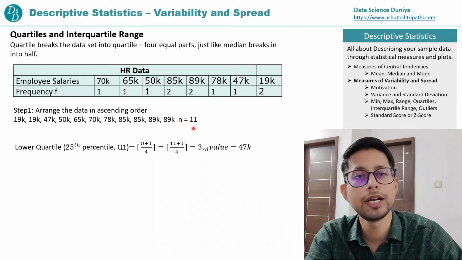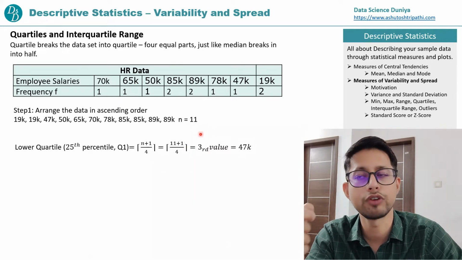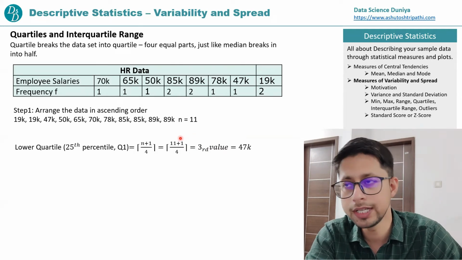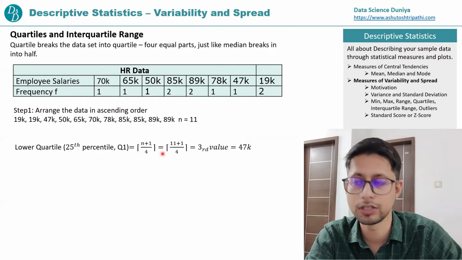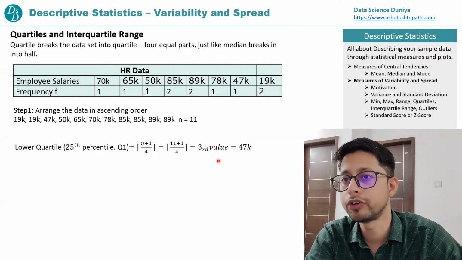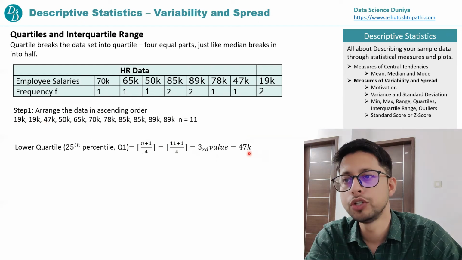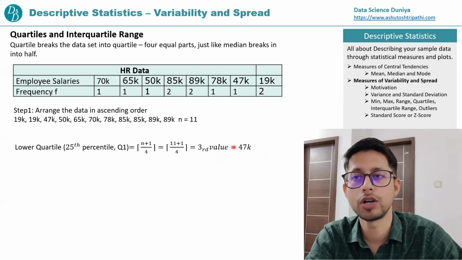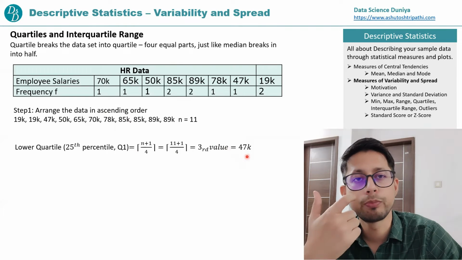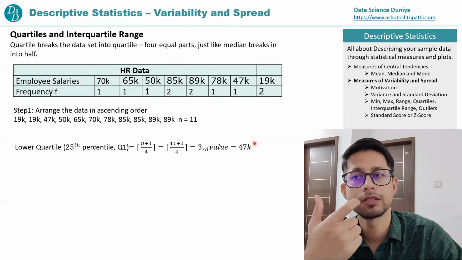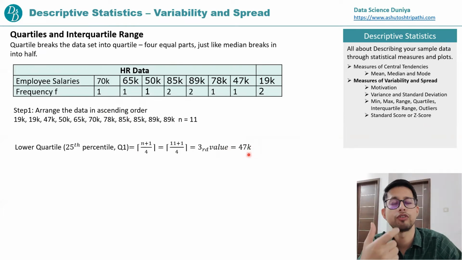And guys, this formula will remain the same whether n is even or odd. In median calculation we have seen that if n is even, the formula is different, and if n is odd, the formula is different. Here the formula is the same because we have the ceiling function. Then the third value, counted from the beginning because we have already arranged the data in ascending order. So what is the third value? 1, 2, 3. So 47 will be your first quartile. What does this mean? The bottom 25% of the employees' salaries will be less than 47K.